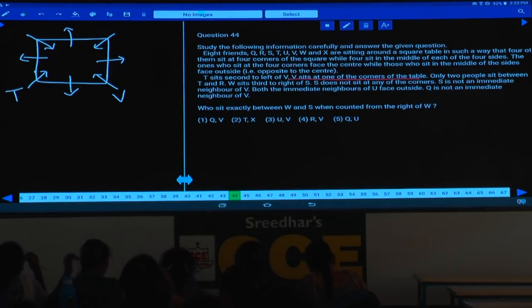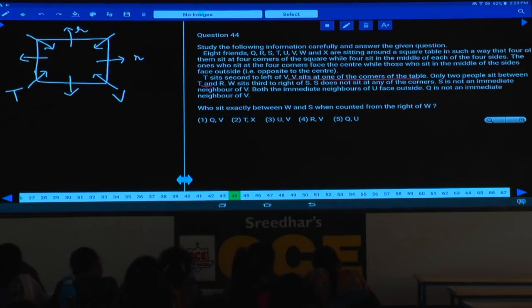T must be at this place, and T is at this place. Only 2 people between T and R. Tell me how many people are in between T and R? Exactly 2 people. As 2 people are between T and R, R can be either here or here. How many possibilities do we have for this R? 2 possibilities. And only 2 people between T and R.